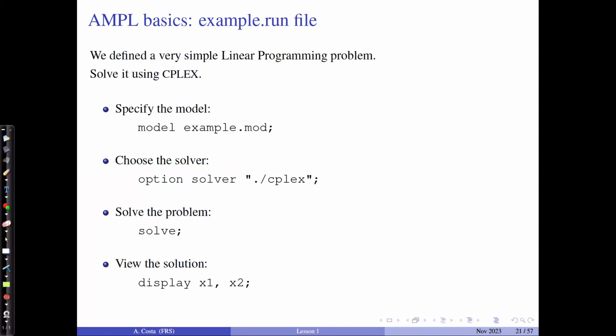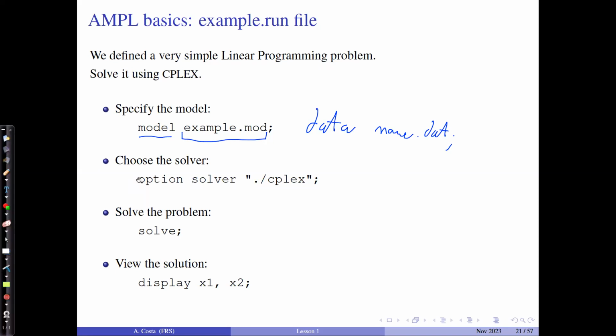Then let's look at the run file. In the run file, we need to tell the solver AMPL a few things. Number one, what is the model? So we need to write the keyword model followed by the name of the model. If we have the data, we also need to say data, the name of the model like .dat, if we have a data file, but it's optional.